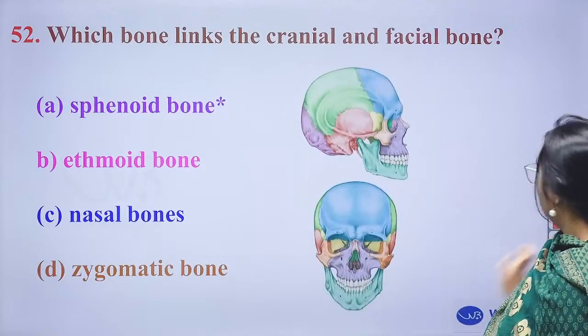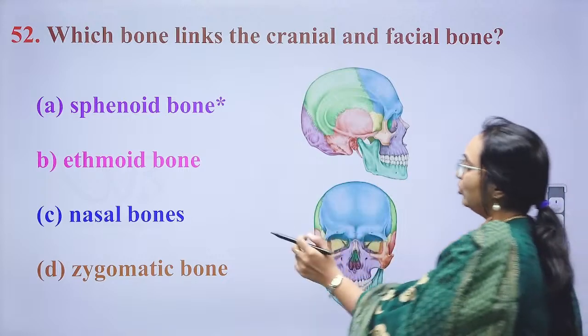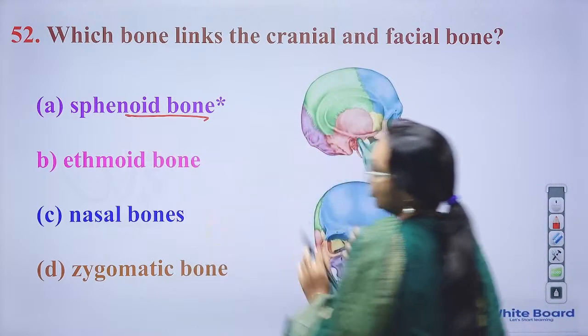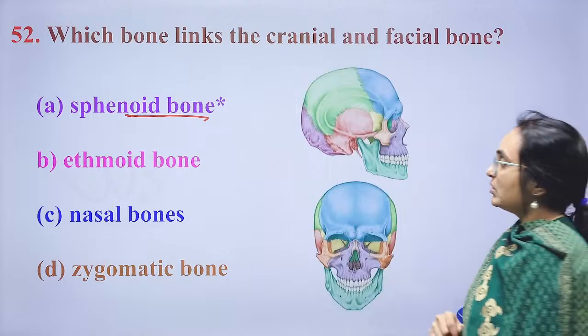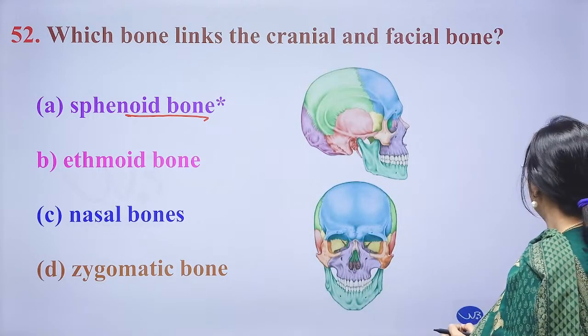Next question. Which bone links the cranial and facial bone? The cranial and facial bones are linked by the sphenoid bone. Okay, sphenoid bone. This is a butterfly shaped bone which links the cranial and facial bones.